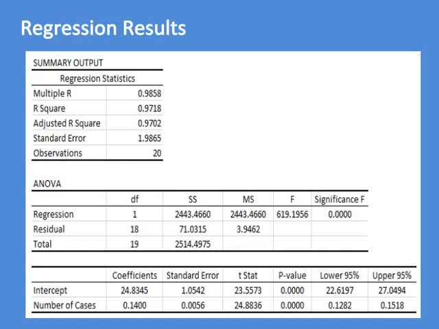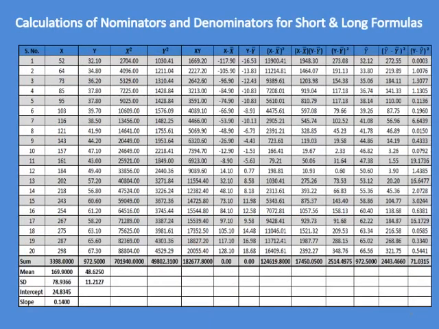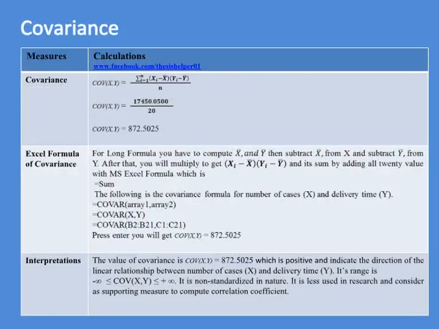The above is the result of regression analysis, which has two parts: summary output and analysis of variance, ANOVA. Calculations of numerators and denominators for short and long formulas, which are used in numerous measures of regression analysis based on MS Excel formulas. Excel used n instead of n-1 to get an accurate answer.